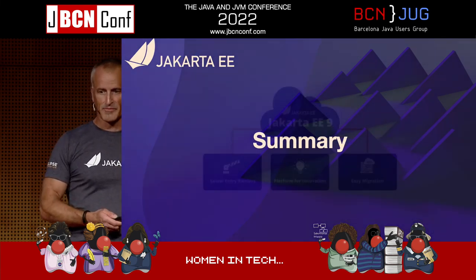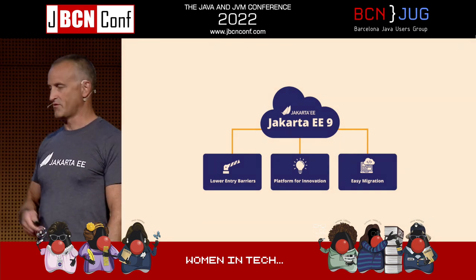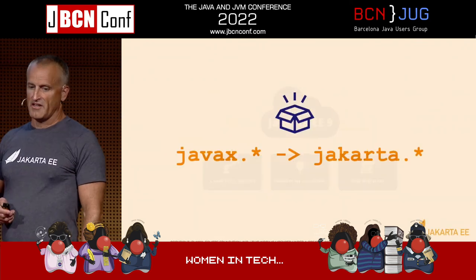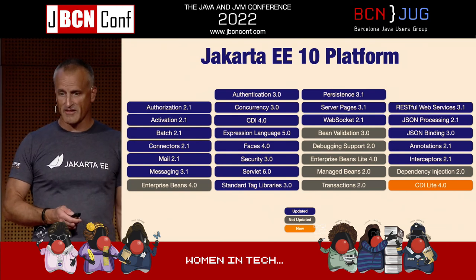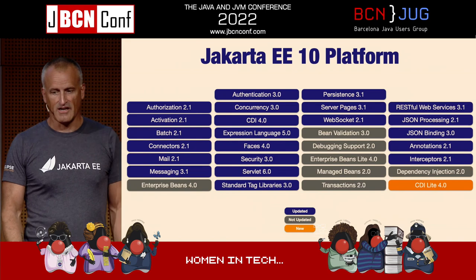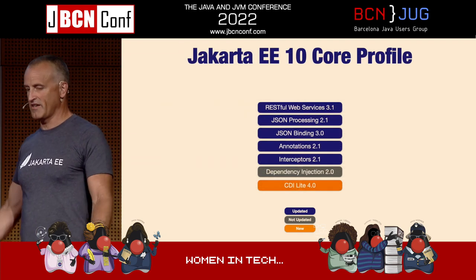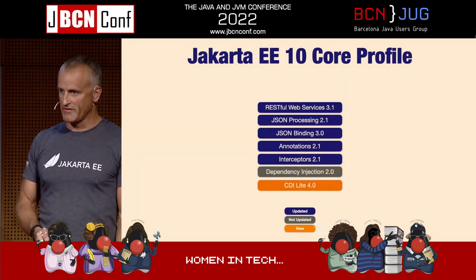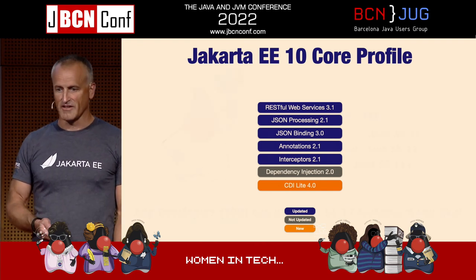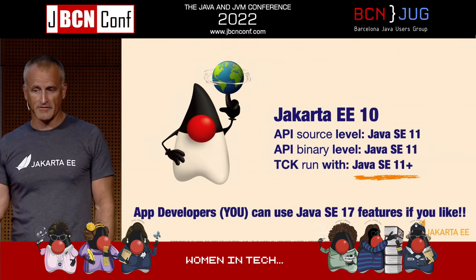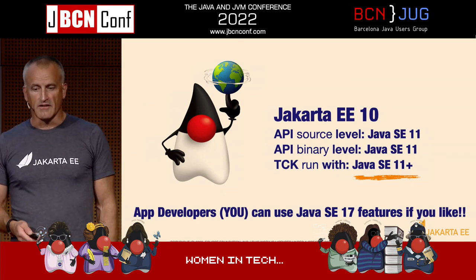So, to sum up, EE 9 is still the version that is out there, or 9.1, the current version. That is all about the namespace switch. Jakarta 10 is coming, hopefully next month. A lot of new changes, a lot of new stuff. And go to the Jakarta EE webpage and read about the specifications. Core profile, brand new, smaller runtimes, compiled to native. Check out the implementations when they are published so you can start playing with it. We're on 11 now, but you can use 17 or 18 or 19 or 20 when that comes if you want.